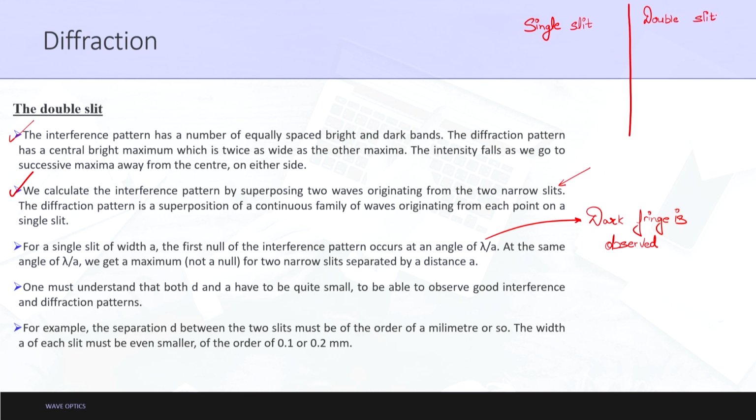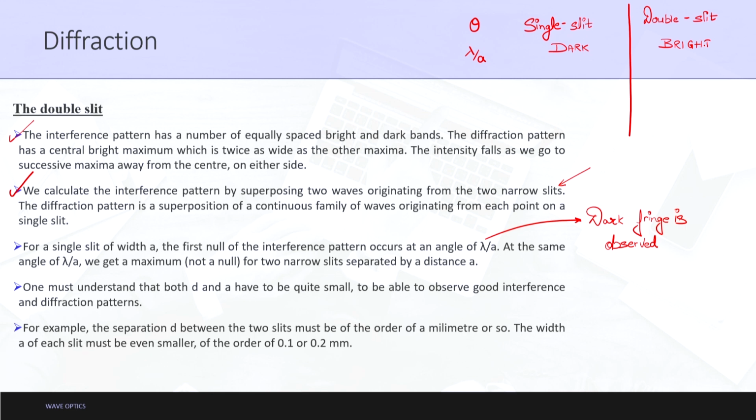As the screen is the same, and the slit dimension is the same, either it is 1 or it is 2. Then for theta equal to lambda by a, here a dark fringe is occurring. Here it is a dark fringe, but in the double slit it's a bright fringe.